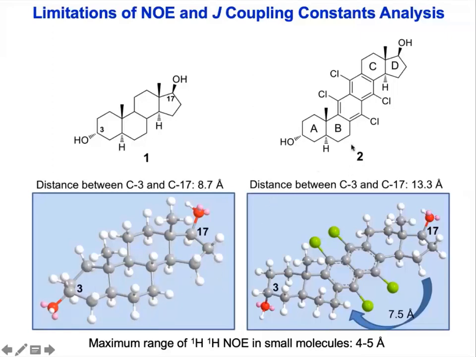But if we introduce a linker and separate both sides of the molecule, and now, for example, this proton and this proton are 7.5 angstroms away, we break the relay of J coupling constants, and we also break the NOE interactions, where normally the limitation is 4 to 5 angstroms.